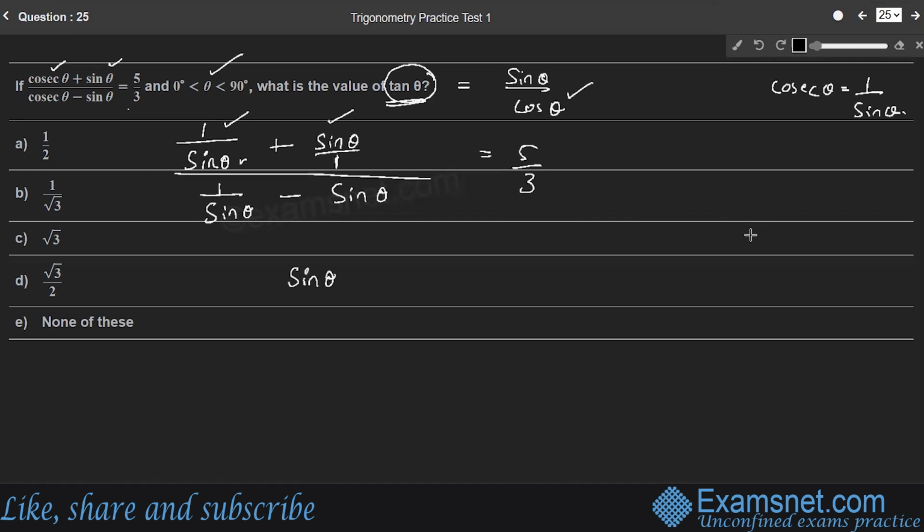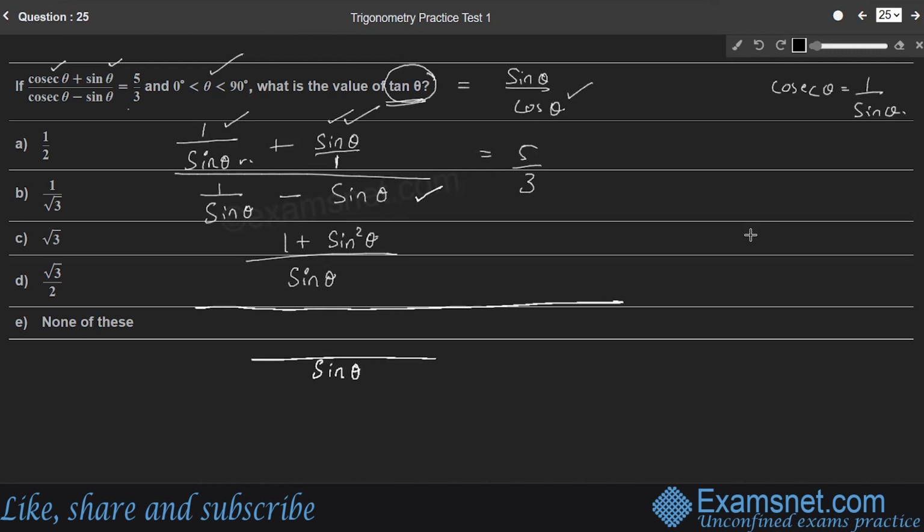So your sine theta is the LCM and the numerator becomes 1 plus sine square theta, right? Sine theta into sine theta, divided by, whole divided by. So consider the denominator part. In which we'll take sine theta as LCM and the numerator becomes 1 minus sine square theta is equal to 5 by 3, right?